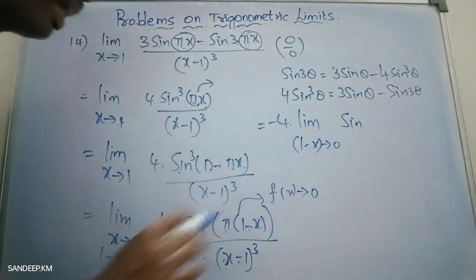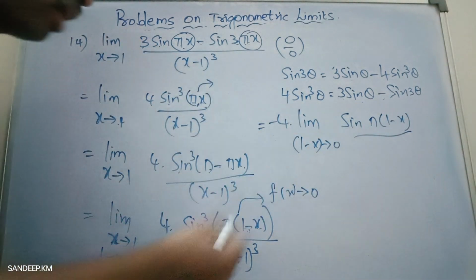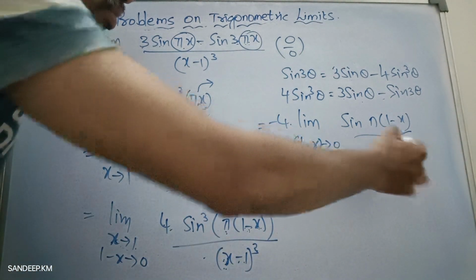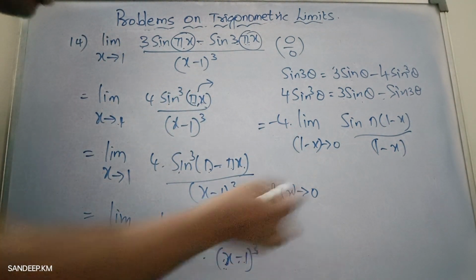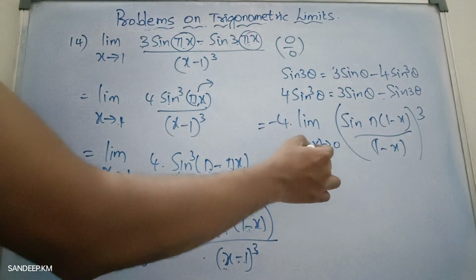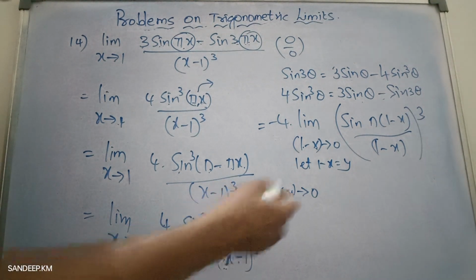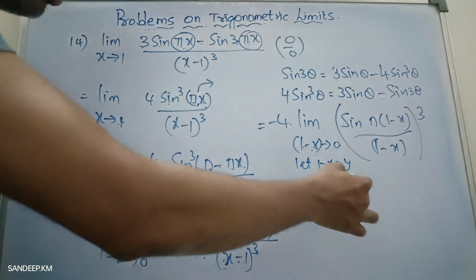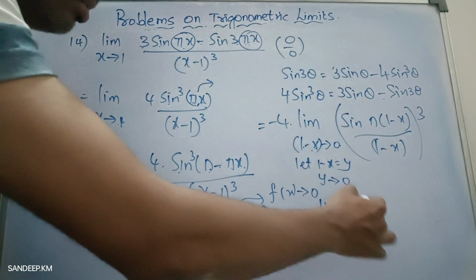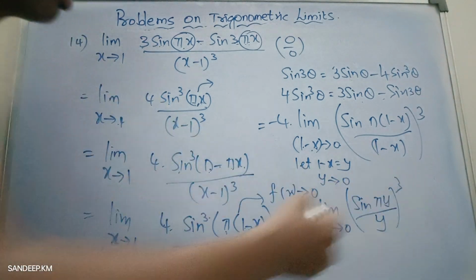Sine cube, let me first write sine pi into 1 minus x, divided by, I took minus outside, so x minus 1 will become 1 minus x. Here also whole cube, here also whole cube, so overall cube. Now instead of writing 1 minus x, I'll take 1 minus x as y. That means y approaches 0. So the question becomes minus 4 into limit y approaches 0 of sine pi y divided by y whole cube.